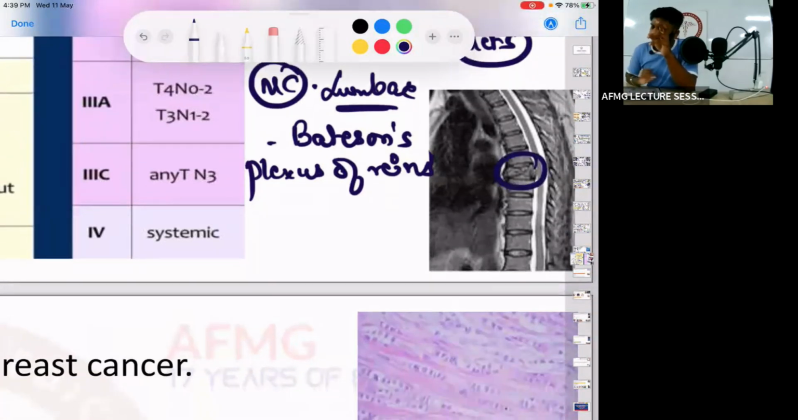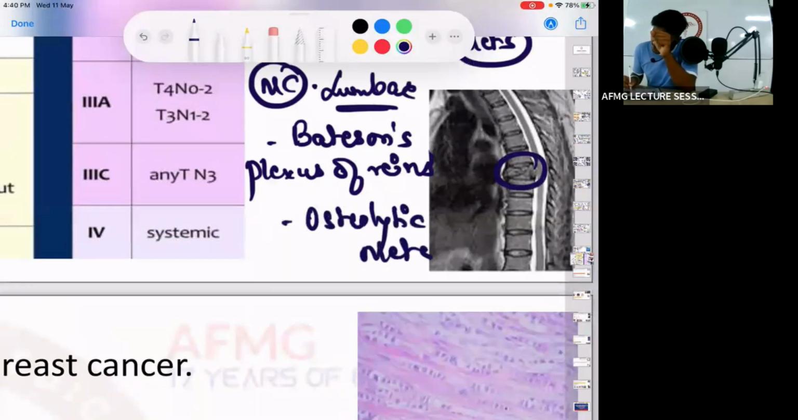Which kind of metastasis is seen, osteoblastic or osteolytic? Osteoblastic metastasis is seen in prostate cancer. Here you can see a damaged vertebra, whereas there you will see a white vertebra, white because more bone formation is occurring. So prostate cancer is osteoblastic, breast cancer is osteolytic. Which plexus of veins? Batson. Which vertebra? Lumbar. No issues with this.